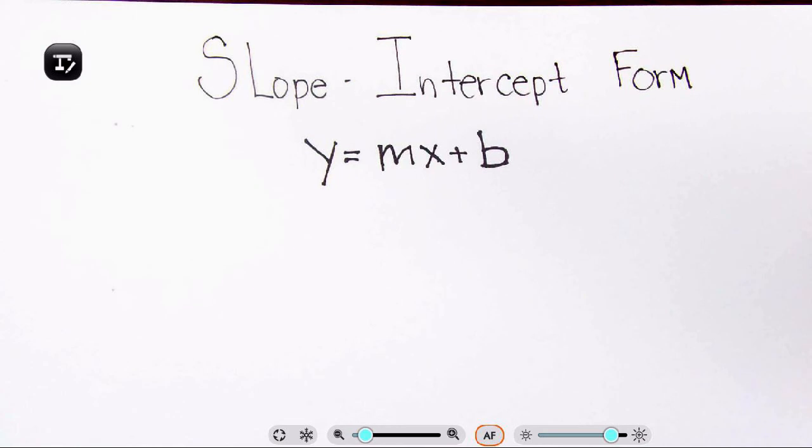Beautiful people, and welcome. In this video, we're talking about slope-intercept form. Now, this form is the equation of a line. So we're going to be talking about graphing, we're going to be talking about y-intercepts, and things like that.